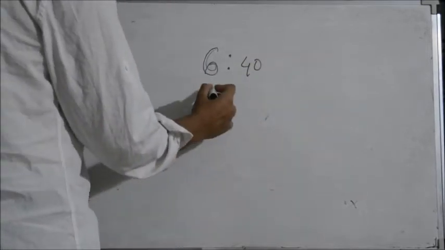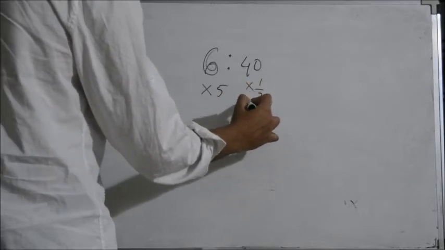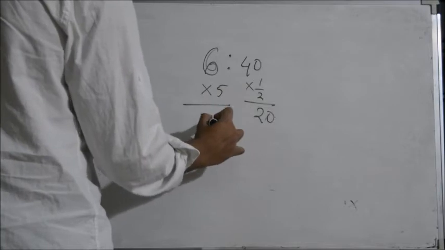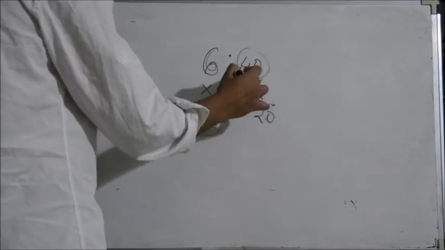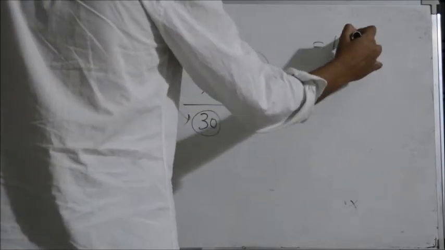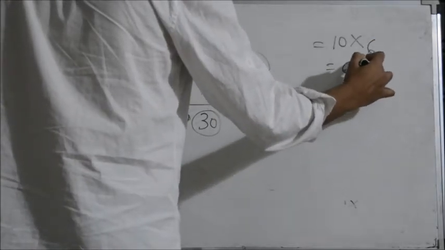First, what will we do? Multiply with 5, and here multiply with half. What did we get? 20. Here, what did we get? 30. Now we will see whether 30 is better or 40 is better. 40 is better. Now 40 minus 30, what will we get? 10. With 10 we will multiply 6. This will be 60 degree.